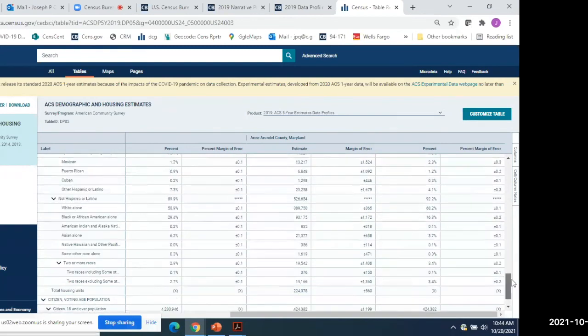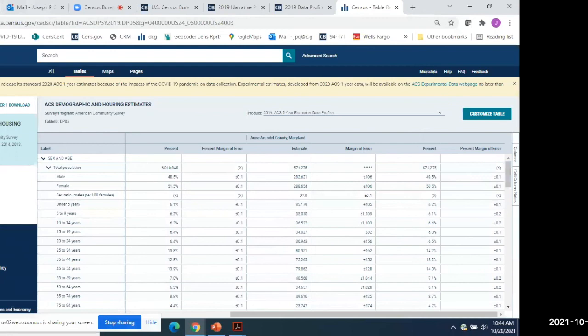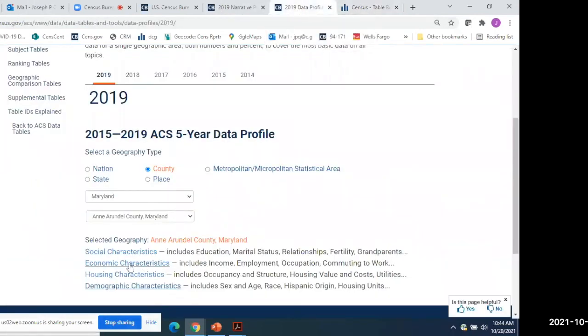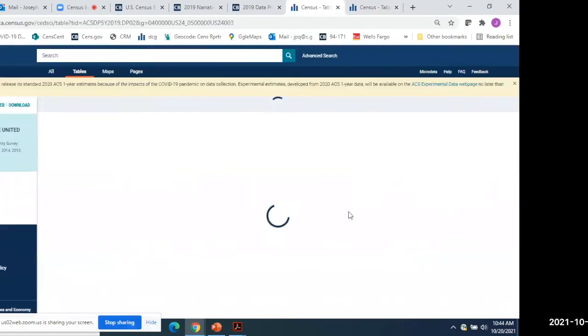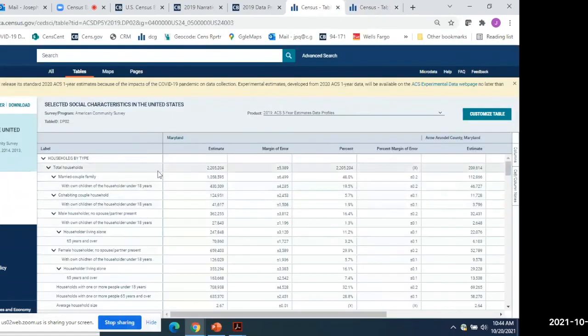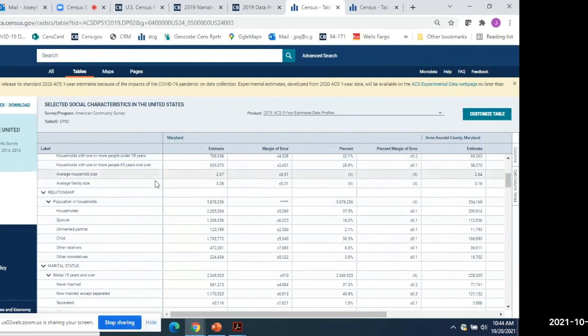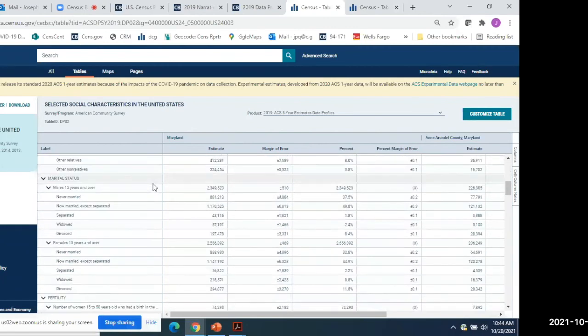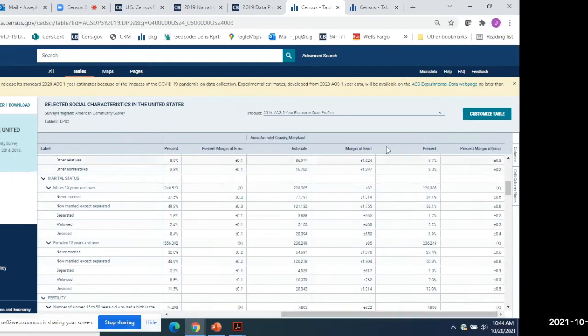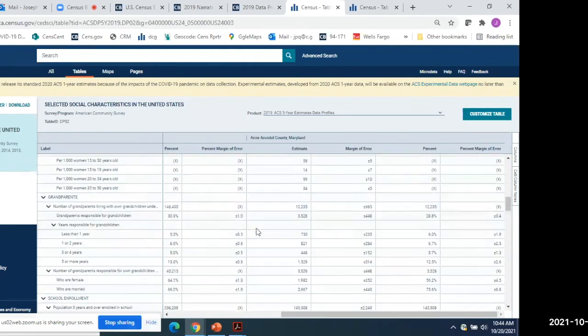But that's only one of the tables, because if we go back to the narrative profiles, that was the demographic characteristics. We could look at the social characteristics. So this would give us a lot of information about education, type of household people live in, relationship to each other, marital status again. But again, now numbers. First, it always gives you the state first. You just slide over because we're working with Anne Arundel County. So again, we have numbers and percentages here.